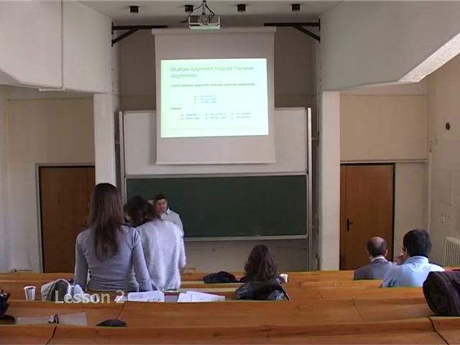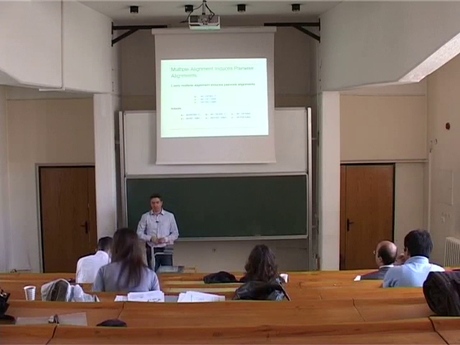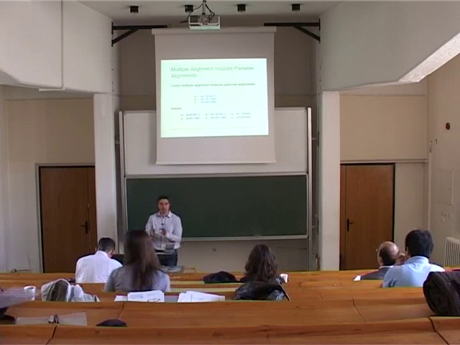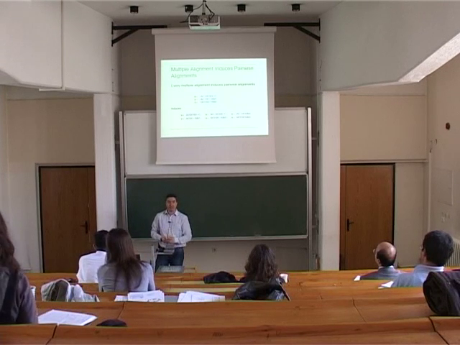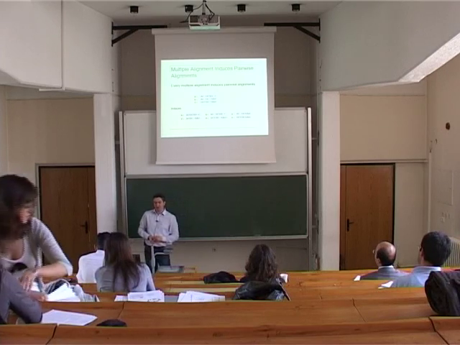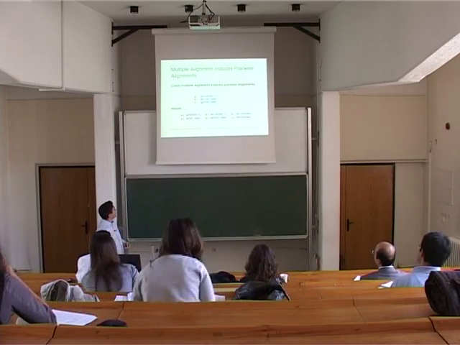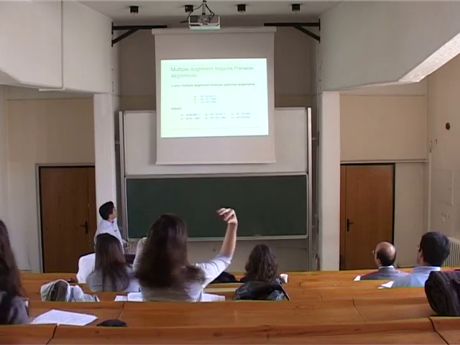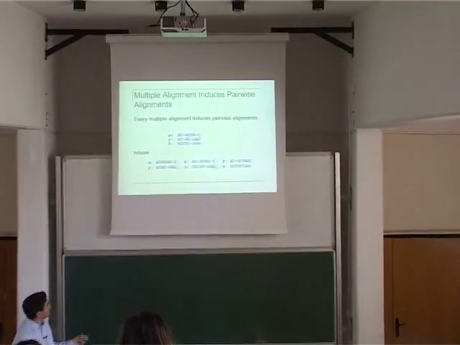Multiple alignments, as I said, induce pairwise alignments. Implicitly, in a multiple sequence alignment, we have pairwise alignments. By considering each pair of rows, we can see the pairwise alignment between the sequences indicated by those rows. Here is an example with three sequences x, y, z. This multiple sequence alignment induces these pairwise alignments between rows x, y, x, z, and y, z.